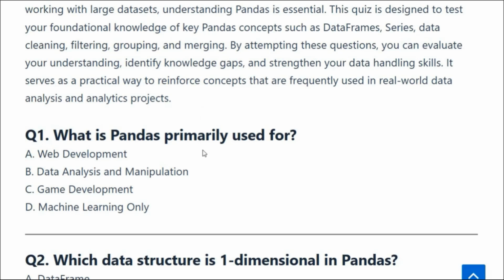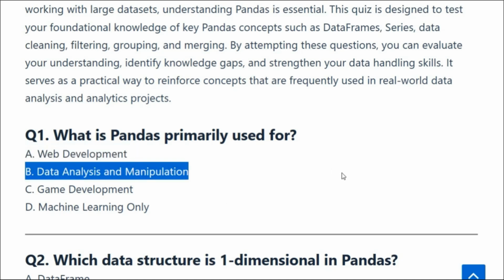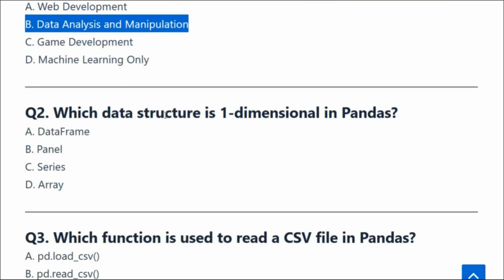What is Pandas primarily used for? A. Web development, B. Data analysis and manipulation, C. Game development, or D. Machine learning only. The answer for this question will be data analysis and manipulation, because Pandas is mainly used for handling structured data, cleaning datasets, and performing analysis. And it is a core library in data science workflows. So the correct answer will be B.